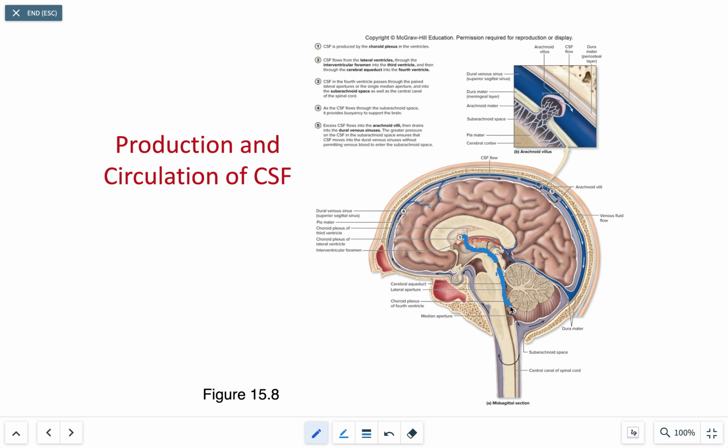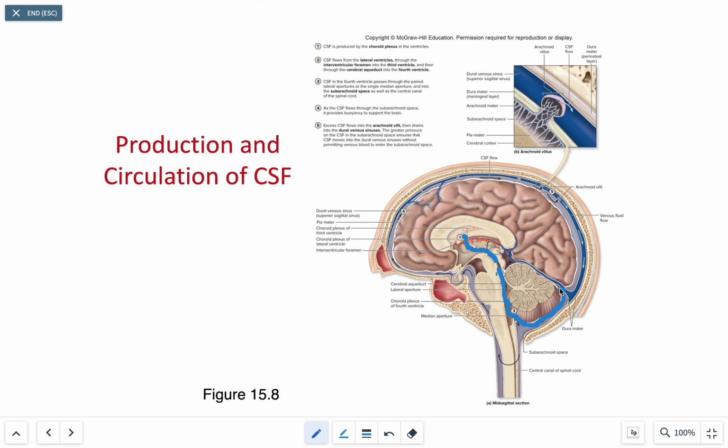the fourth ventricle. So in number 3, we see that the cerebrospinal fluid in the fourth ventricle is then going to pass through these lateral apertures and a single median aperture into what we consider to be the subarachnoid space. So we're going to see it come through this median aperture and a lateral aperture, and it is going to come into this region of the subarachnoid space, and it's going to go in 2 directions.